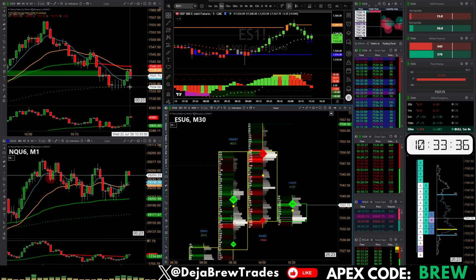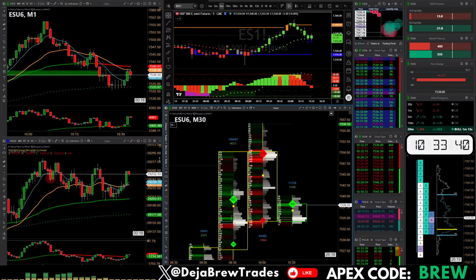Trying to bounce off this VWAP here, but it's stuck between the VWAPs, failing the daily VWAP. Bit more bullish on NASDAQ. Keep an eye on those highs. Trying to put in a higher high here.